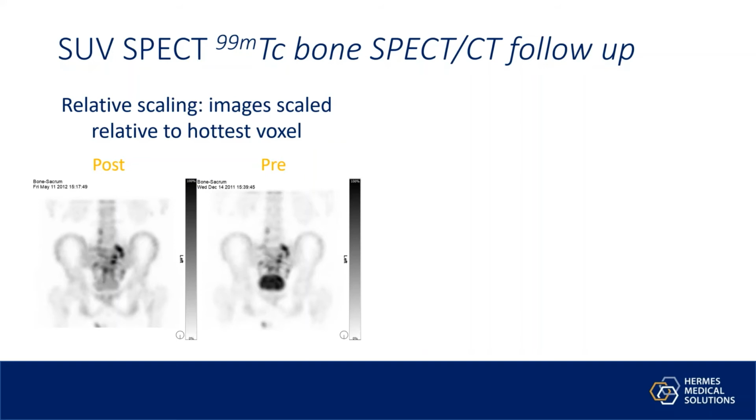The problem here is that the bladder filling is so different on the two scans that it makes the comparison of them by eye very tricky. In this, all we can do is make a relative scaling of the images, where the images are scaled relative to their own hottest voxel. When you have a hot bladder like that, that really drags up the scale on the right-hand side, so it makes it hard to make a comparison. If anything here, it looks like the tumor has got hotter on the post. You can see it looks more black on the post, so it looks worse than the pre.